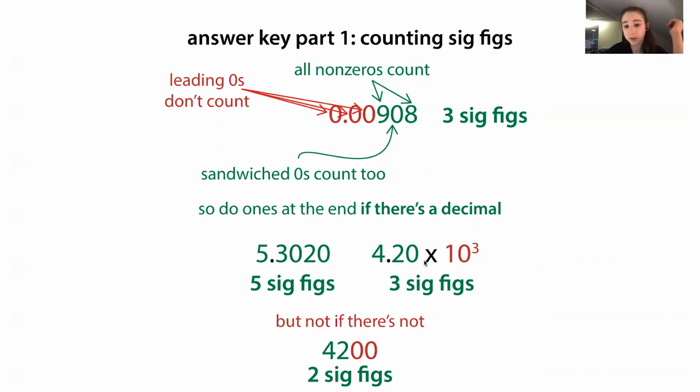And see here how we're doing this in scientific notation so that we can show that this 0 is significant. But if this was written like this, then we would only have 2 significant figures.